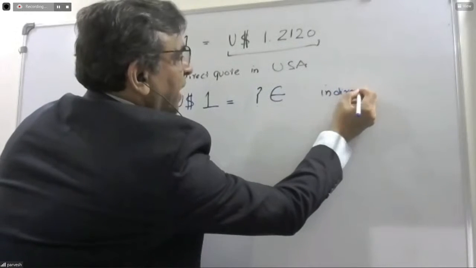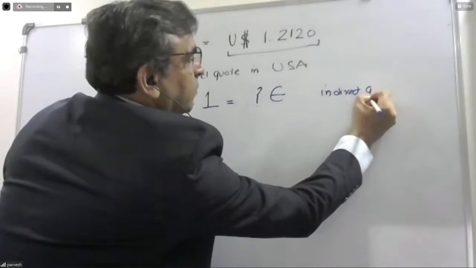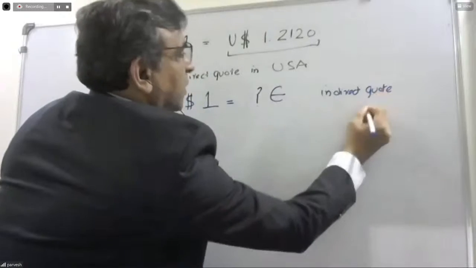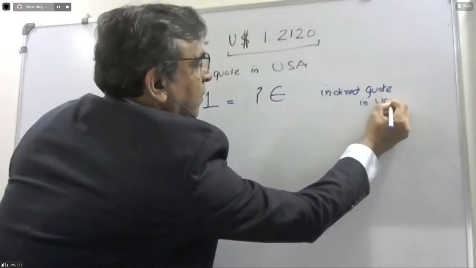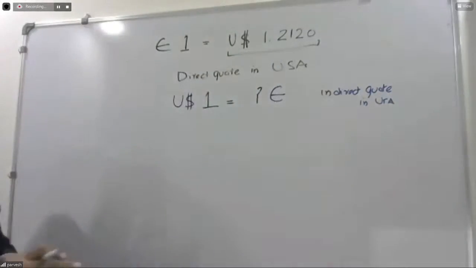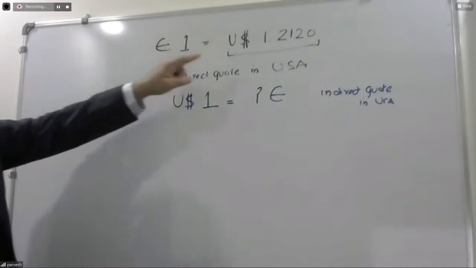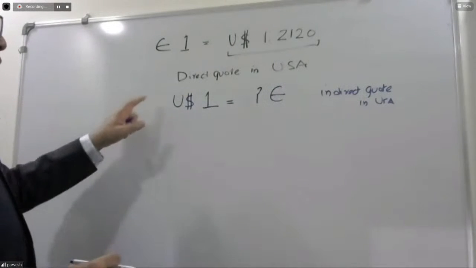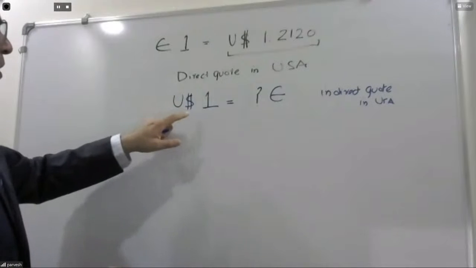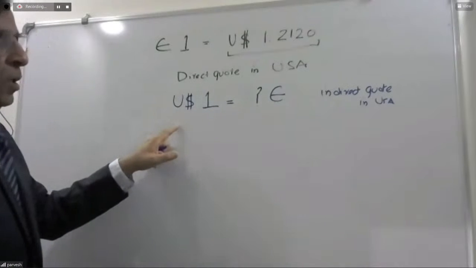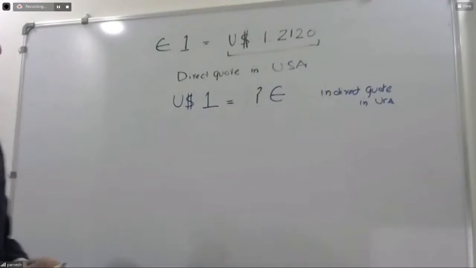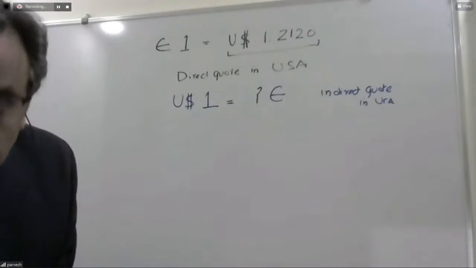So we are converting the direct quote into an indirect quote in USA. A direct quote is given where it is said that 1 euro is equal to how many dollars. Now we want to know how many euros will be there in $1. Okay. So can you solve it and tell me the answer?